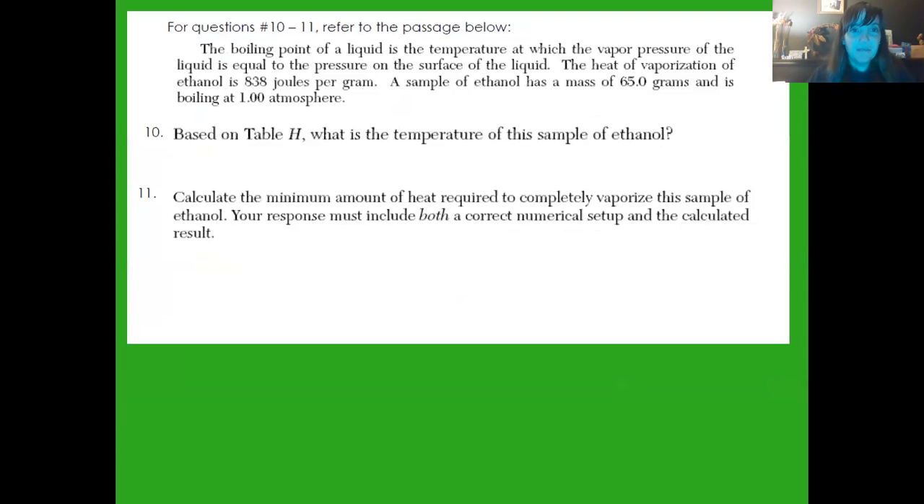This question says the boiling point of a liquid is the temperature at which the vapor pressure of the liquid is equal to the pressure on the surface of the liquid. You guys know that? Then it says the heat of vaporization of ethanol is 838 joules per gram. A sample of ethanol has a mass of 65 grams and is boiling at 1 atmosphere. Based on table H, what is the temperature of this sample of ethanol?